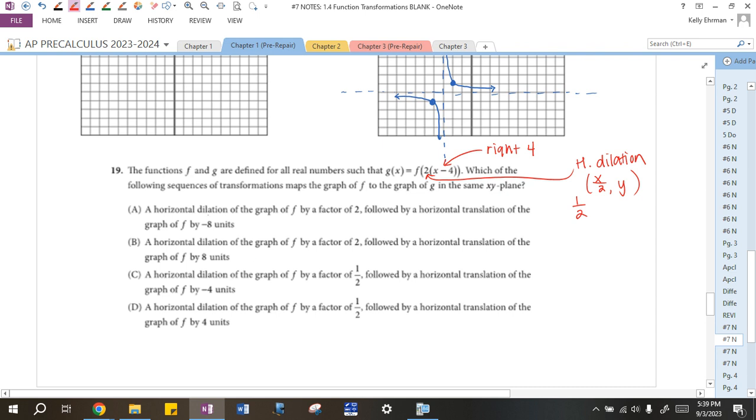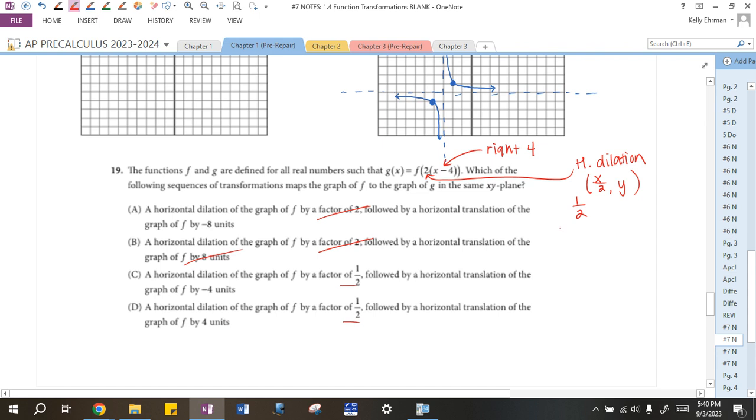Okay, so let's look at our options. Horizontal dilation by a factor of not 2, not 2, 1/2, yes. And then they didn't say right 4, so let's look at this. A's out. Followed by a horizontal translation of the graph by negative 4 units. Which one of these is correct? Negative 4 or positive 4?